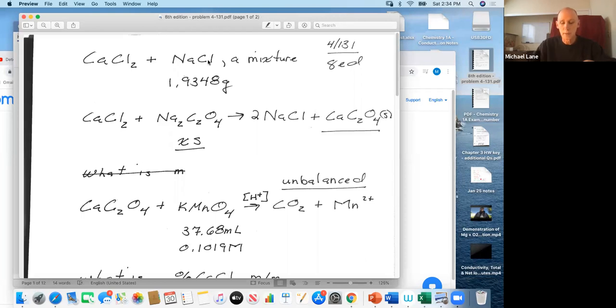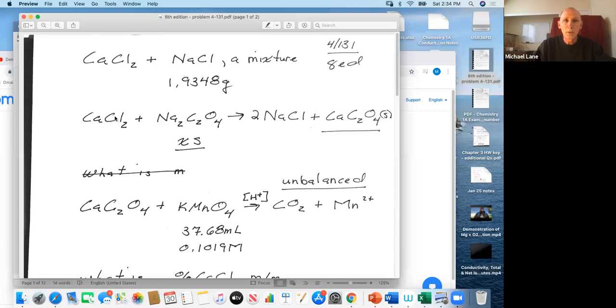mixture of calcium chloride and sodium chloride, was analyzed by using excess sodium oxalate to precipitate the calcium 2+ as calcium oxalate. So what that means is that this mixture was reacted with sodium oxalate being a very soluble substance. Again, solubility rules tell us that sodium salts are soluble. So the solution was reacted with sodium oxalate.